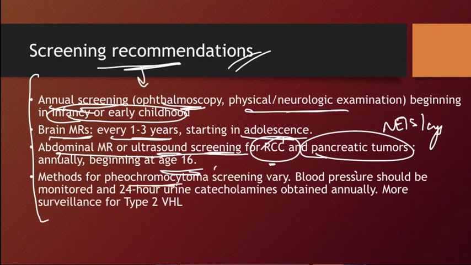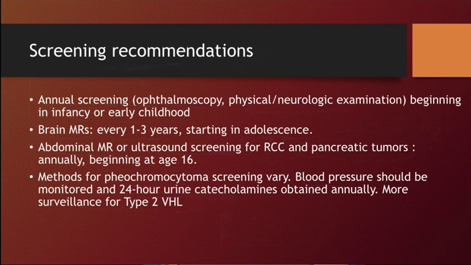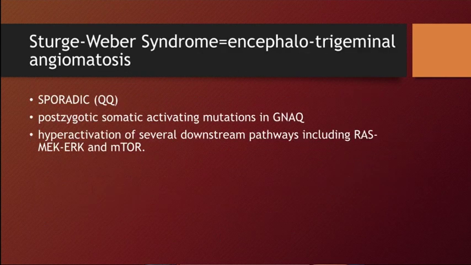For Pheo, what are the methods? So, there are multiple methods of screening for them. It can be a clinical examination where the blood pressure is monitored, a 24-hour urine catecholamine examination, and as we know, type 2 VHL have a higher predisposition for Pheo. So, if the patient has a known family history of type 2 VHL, we will strongly screen for Pheo rather than the other tumors. So, these are the screening recommendations in patients with VHL.